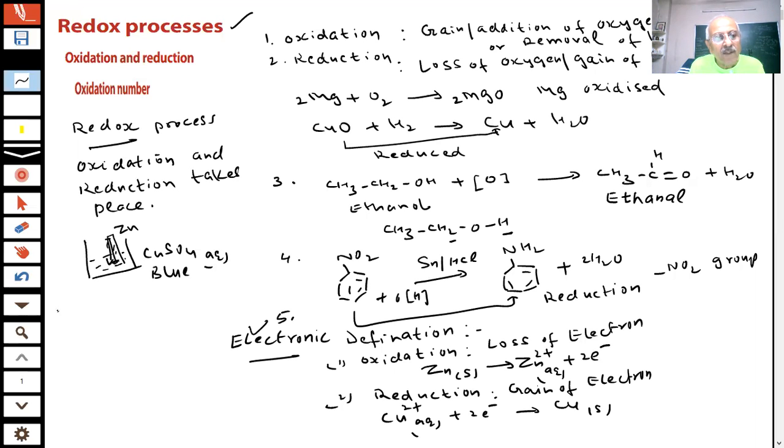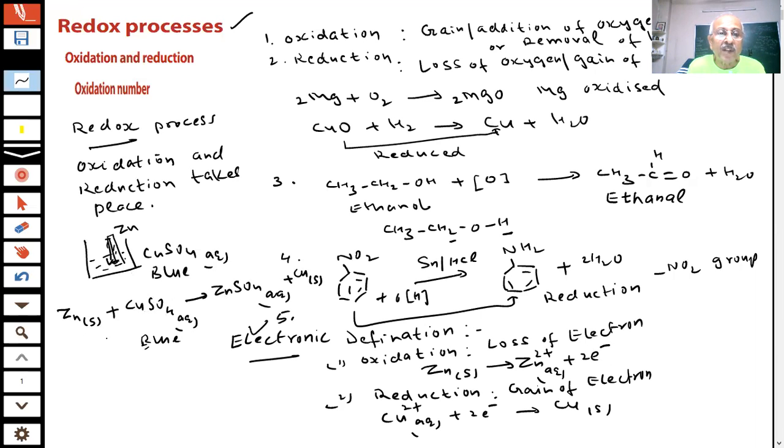What happened here, student? You added a zinc rod, and you have copper sulfate, aqueous, blue in color. And what happened? You got zinc sulfate, which is white in color, and you got copper. So here you see that there are two substances: zinc is converted into zinc sulfate, and copper sulfate is converted into copper.